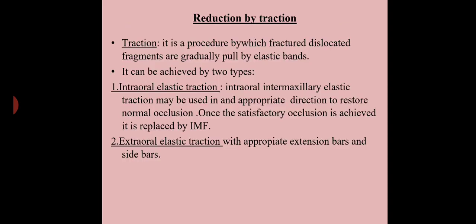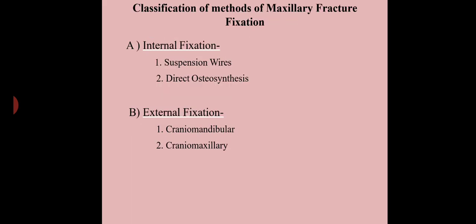Now comes reduction by traction. What do you mean by traction? It is a procedure by which fractured, dislocated fragments are gradually pulled by elastic bands. It can be achieved by two types. First is intraoral elastic traction. Intraoral intermaxillary elastic traction may be used in an appropriate direction to restore the normal occlusion. Once satisfactory occlusion is achieved, it is replaced by IMF. Second is extraoral elastic traction with appropriate extension bars and side bars.